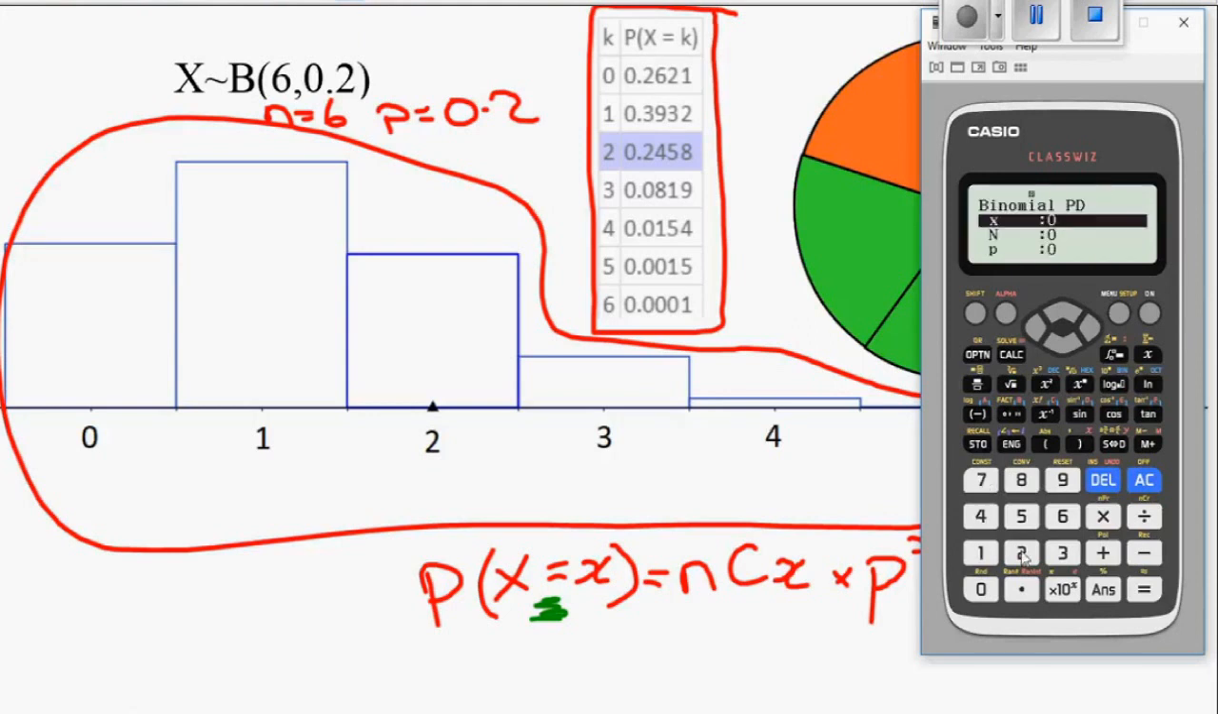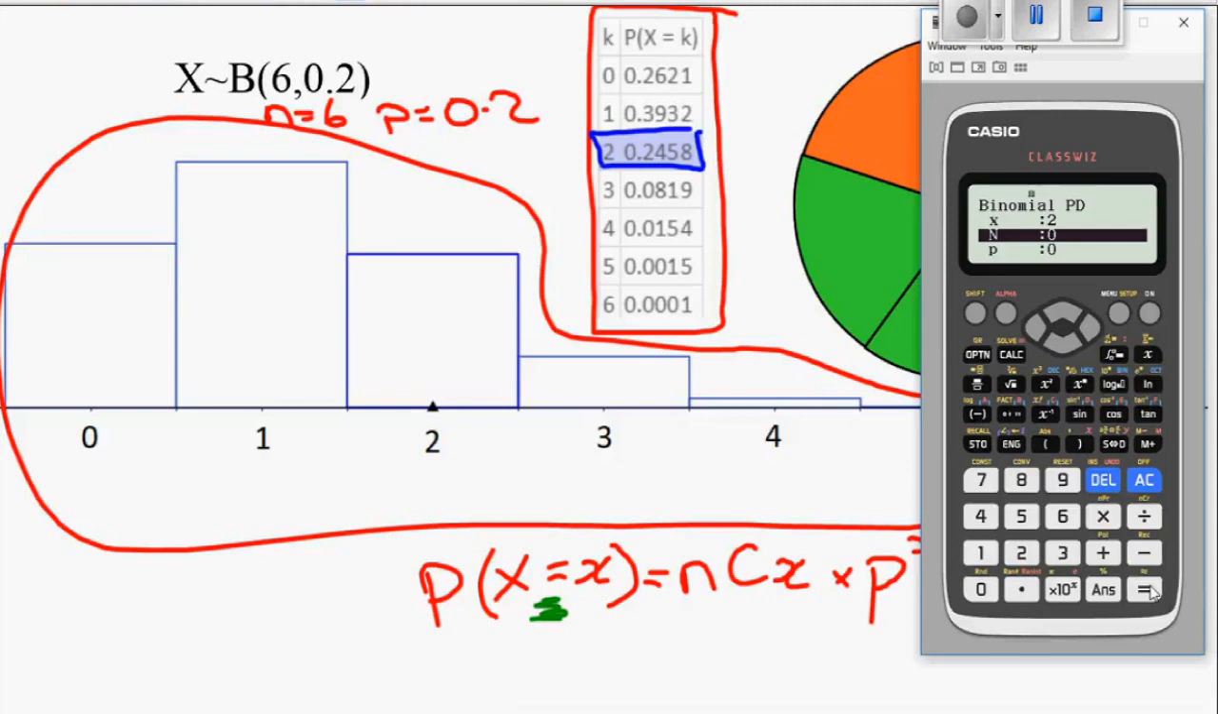And then we're going to go for variable. So I'm after the probability of getting a 2. That is this highlighted probability here. So I'm going to enter the details of my function. So x is how many successes I'm interested in getting. So I'm interested in getting 2 successes.